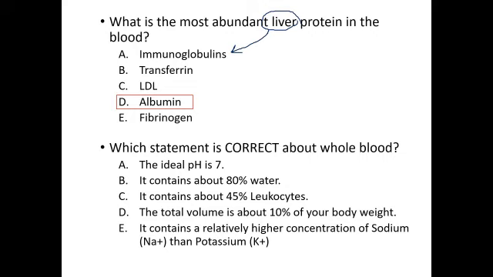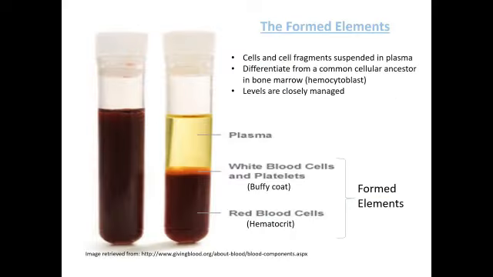Okay, which hopefully means that E here is the correct answer. Whole blood contains a relatively higher concentration of sodium than it does potassium, and yes, indeed, this is correct. Remember that these concentration gradients are maintained by the sodium-potassium pumps, and this is critical to the formation of action potentials, muscle contraction, and many other functions that we will learn about this semester. Okay, so that is all for plasma. Remember plasma differs from serum in that it contains those clotting proteins.